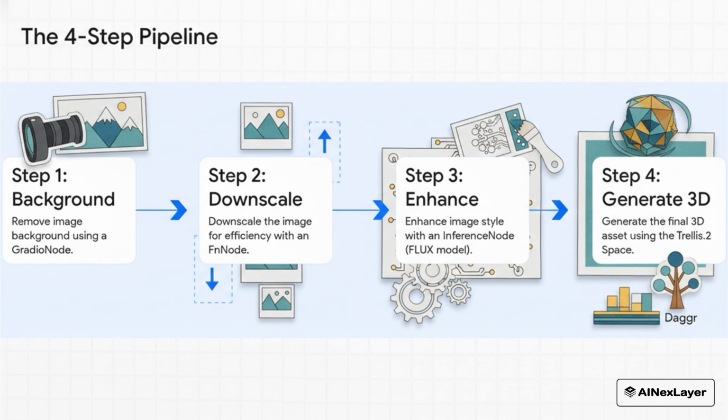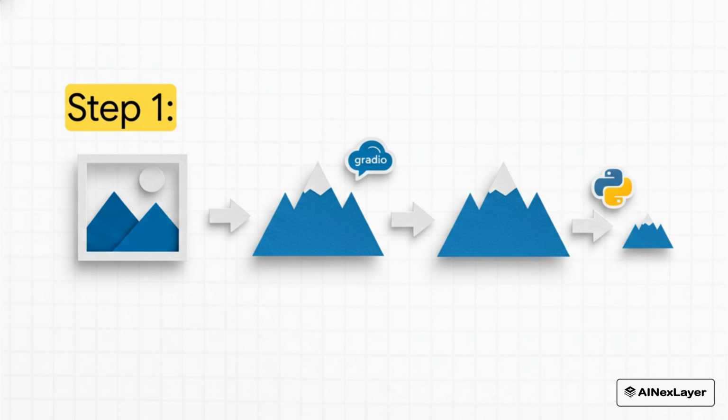Step 2, we'll downscale that image just to make things run a bit faster. Step 3, we'll use a model to enhance the image, give it more of a 3D-friendly style. And finally, Step 4, generate the actual 3D asset. 4 clear steps, 4 perfect nodes. Okay, let's look at the code.